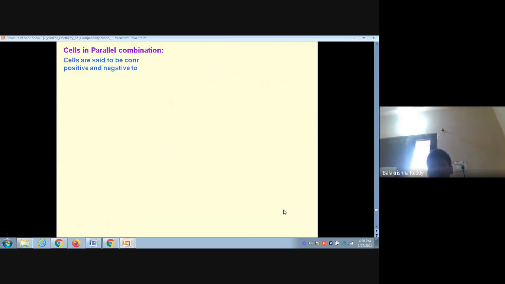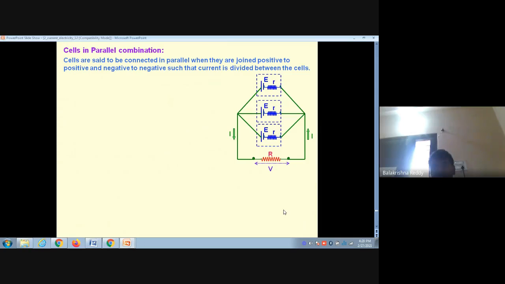Now the same cells, if connected in parallel combination, are joined with one end of all the cells at one point and the other end of the cells at another point. Since we have connected the cells in parallel, the EMF of the battery is the same as that of a single cell, meaning E1, E2, E3 equal to E simply. And the current is divided across each cell equally.